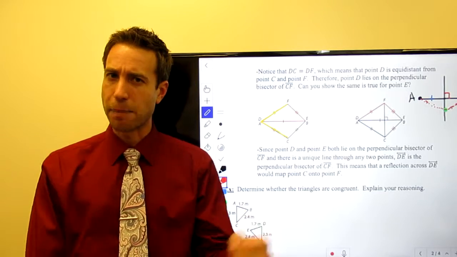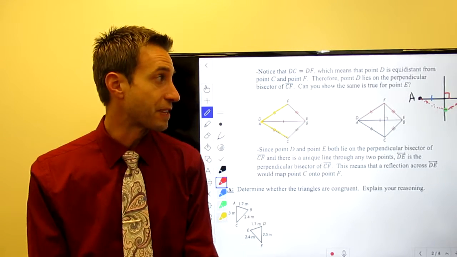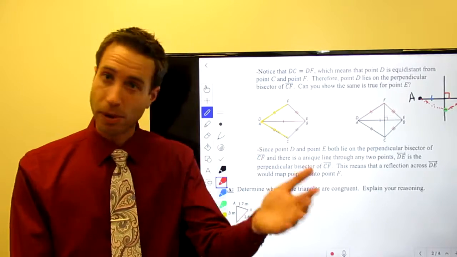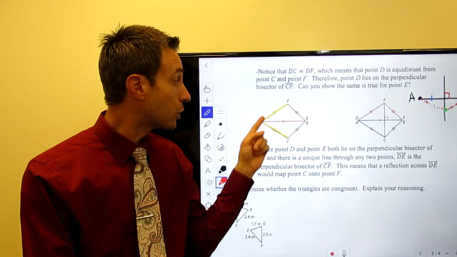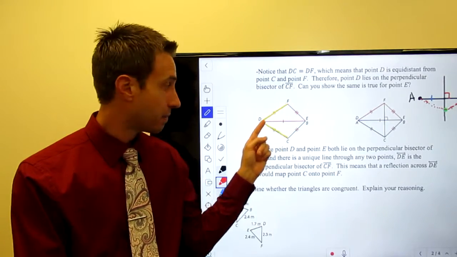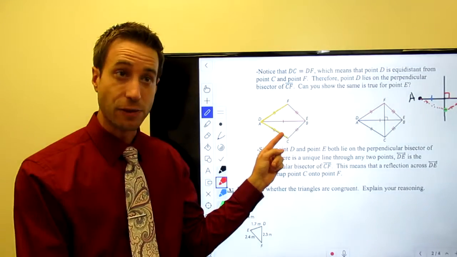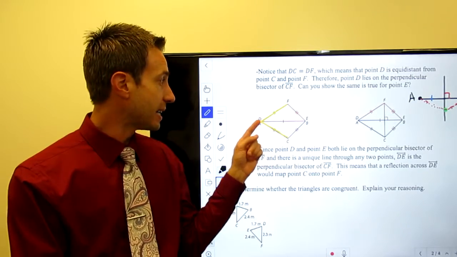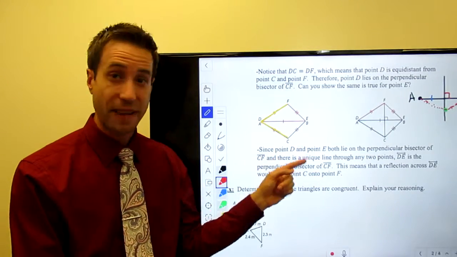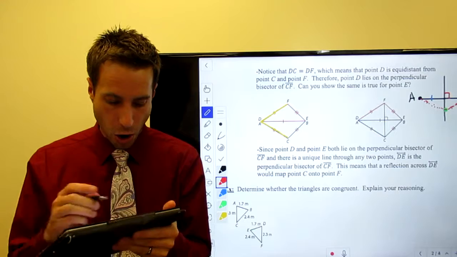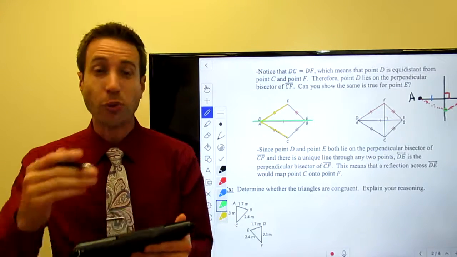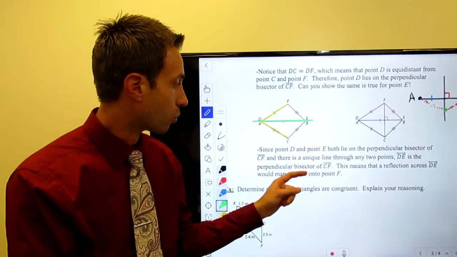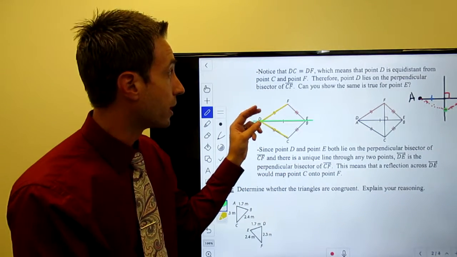Again, that was a couple of chapters ago that we got that definition. If you didn't remember, there it is, right? Point D is equidistant from F as it is from C. So what we've got is since D is equidistant from F and C, it must be on the perpendicular bisector. So that's exactly what I tell you right here. Where did I put it?